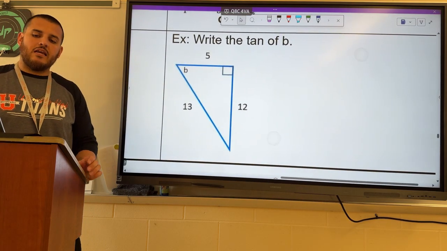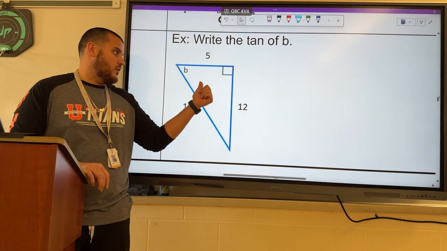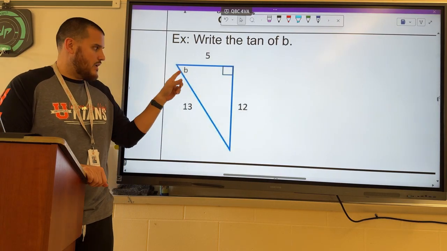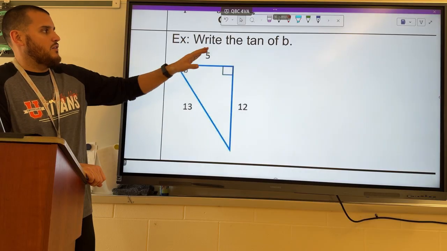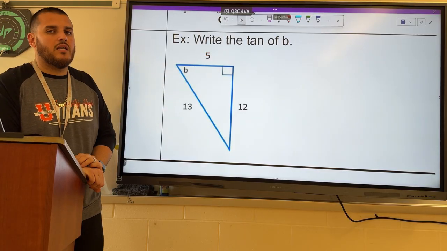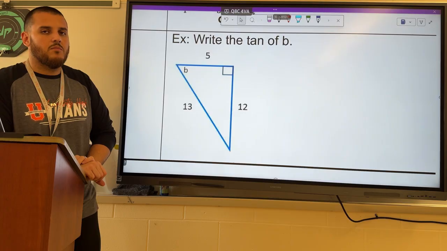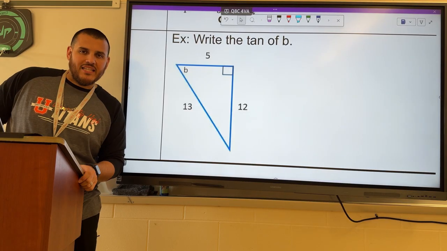All right, this example now, I want you to see if you can figure out on your own. Instead of theta, we have a b here. It's the same idea. This is where our theta is. I'd like for you guys to pause the video, see if you can write the tangent ratio for b. Give it a shot. All right, let's see how you did.